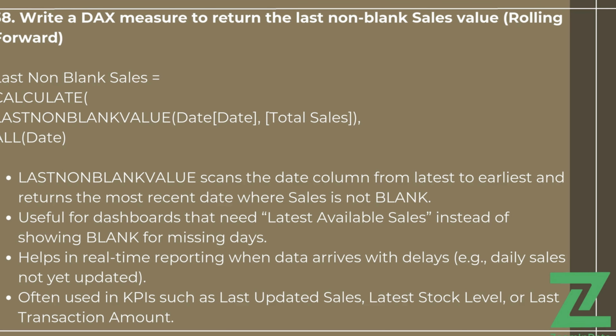38th question. How can a DAX measure be written to return the last non-blank sales value? The LASTNONBLANKVALUE function scans a column, such as the date column, from the latest to the earliest and returns the most recent value where sales is not blank. This is useful for dashboards that need to show the latest available sales instead of displaying blank values for missing days. It also helps in real-time reporting when data arrives with delays, for example, daily sales not yet updated.